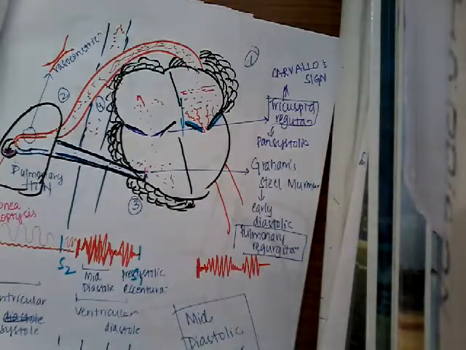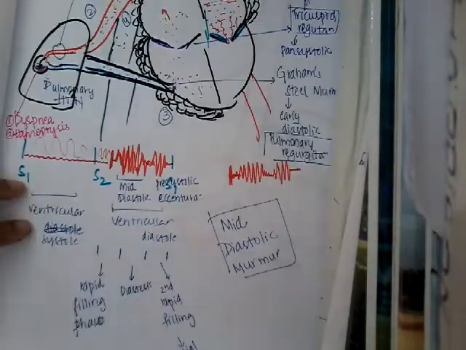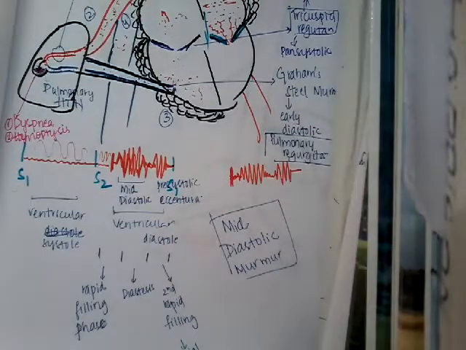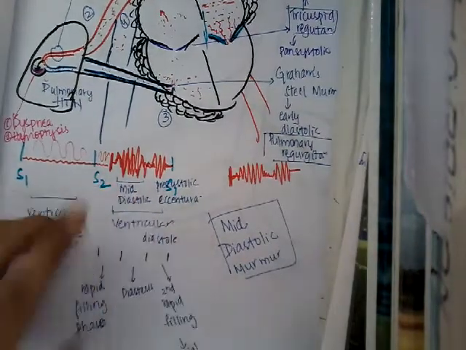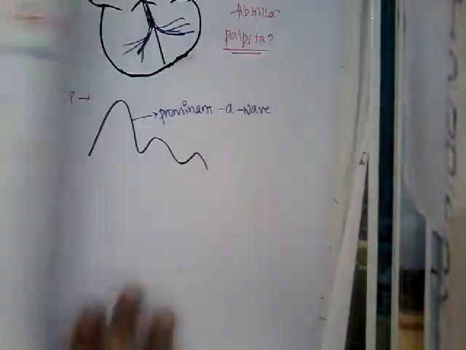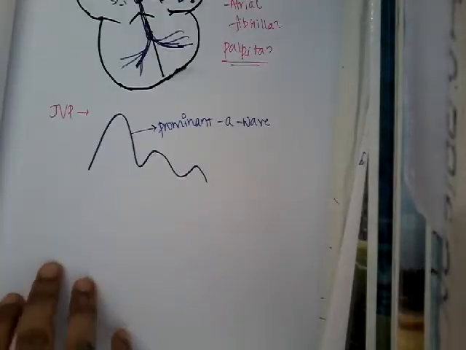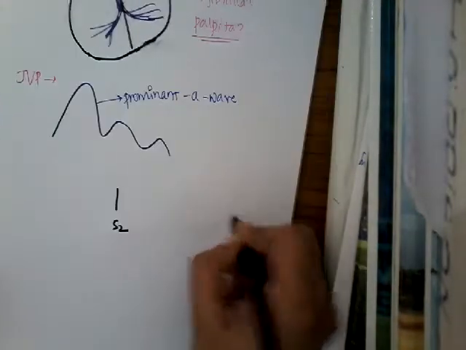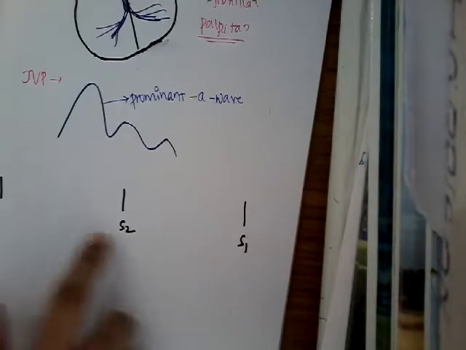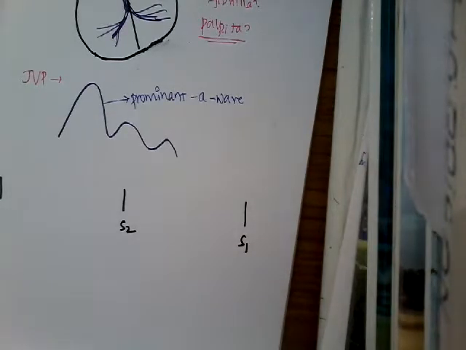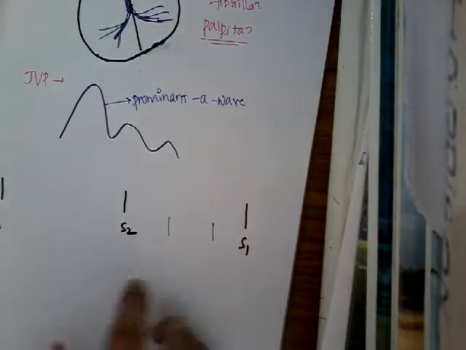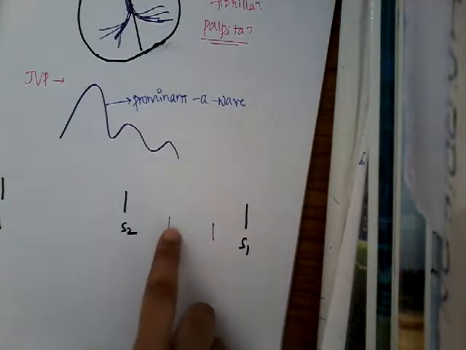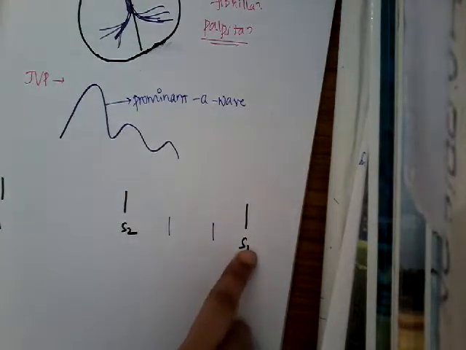Now, what are you going to see on auscultation? I have already discussed why each murmur occurs in my last class. Please refer to the last class for better understanding. I'll draw it again here so that it becomes easier for you. There will be S1 and S2, and this is again S1. This is systole, this is diastole. In the diastole there are three parts: early first rapid filling, then diastasis, then second rapid filling.